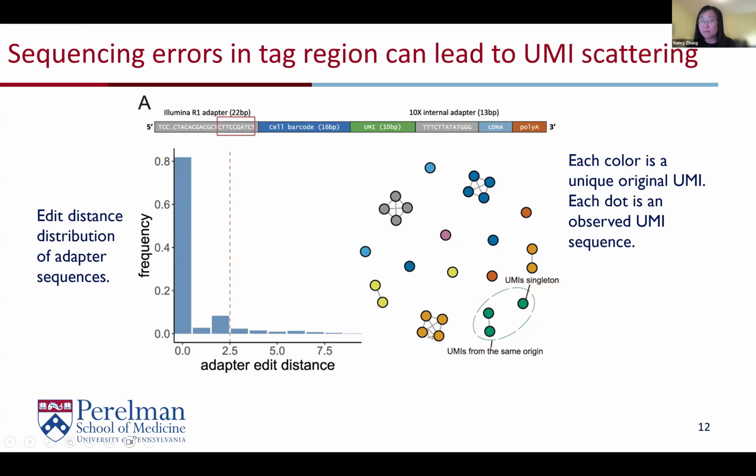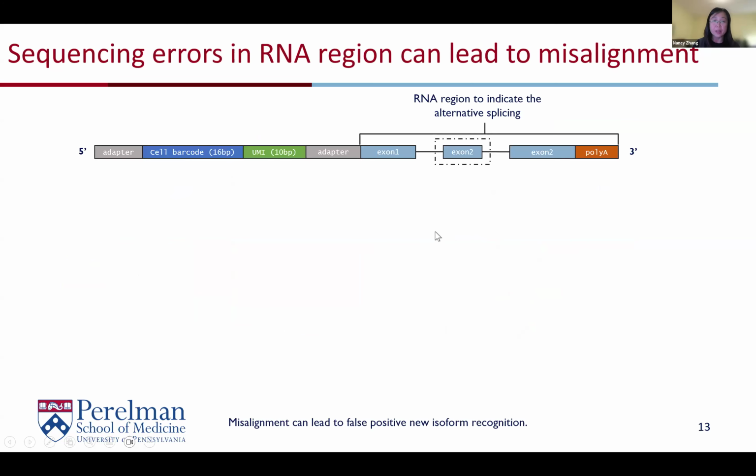So, this is a graphical depiction where every dot is a UMI and they are colored by their original true UMI identity. Of course it's simulated data, so we know exactly what the true UMI is, so then we can color by it. And you can just see what happens: this blue gene UMI actually gave rise to 3 clusters. So its count is inflated by 3.